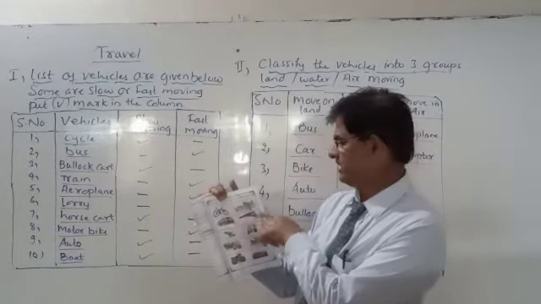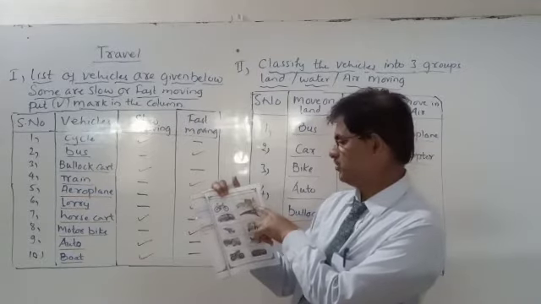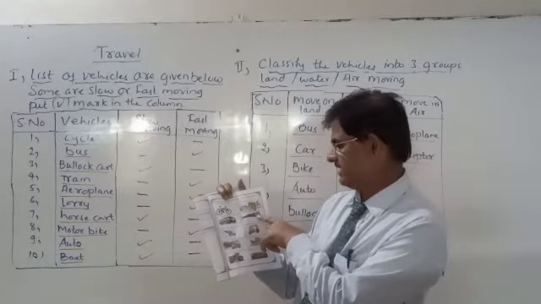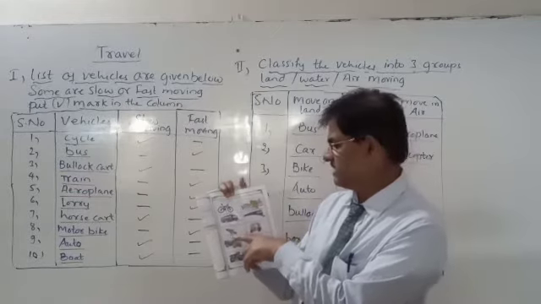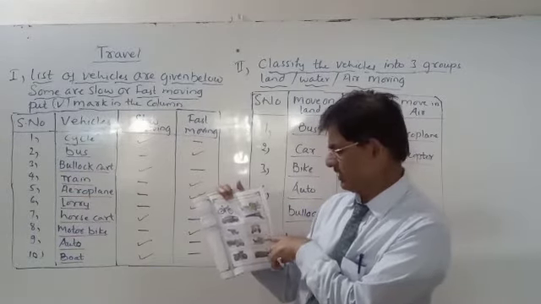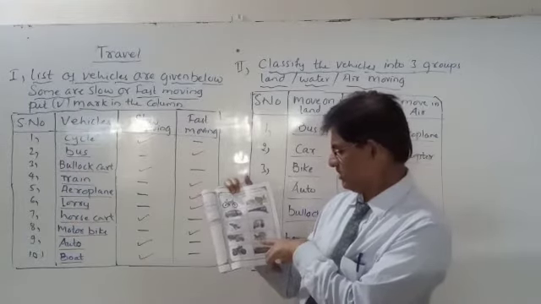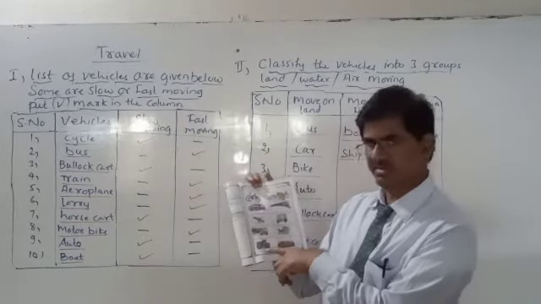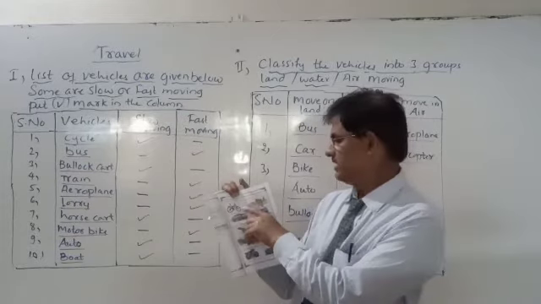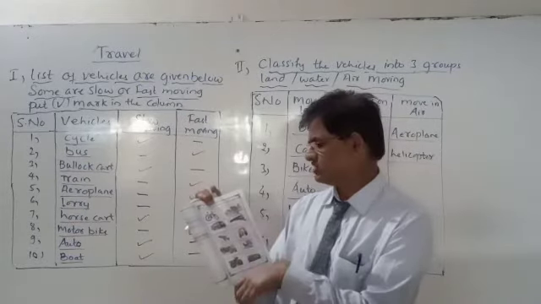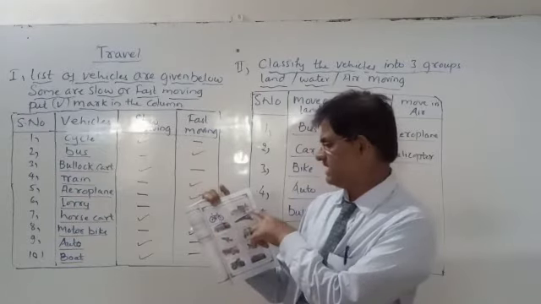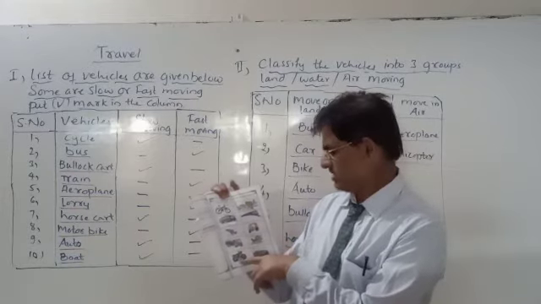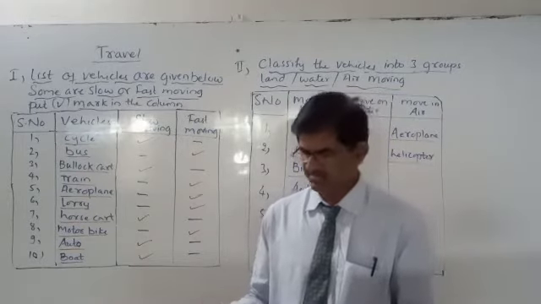Understood? The cycle is a slow moving vehicle. Bullock cart also is a slow moving vehicle. Bus, train, and aeroplane are fast moving. Auto is slow moving. Lorry is fast moving. Horse cart is slow moving. Write bike here, and boat here. Bike is a fast moving vehicle. Boat is slow moving. So some are slow moving, some are fast moving. You understood the names of the vehicles: bicycle, bullock cart, bus, train, aeroplane, auto, lorry, horse cart, bike, and the boat. These are the names of different vehicles.